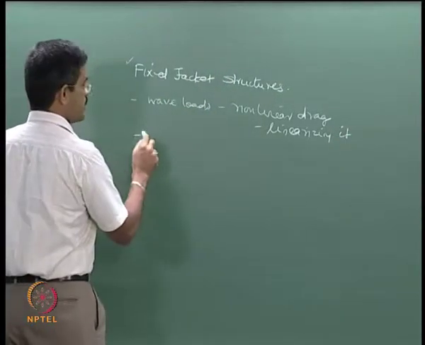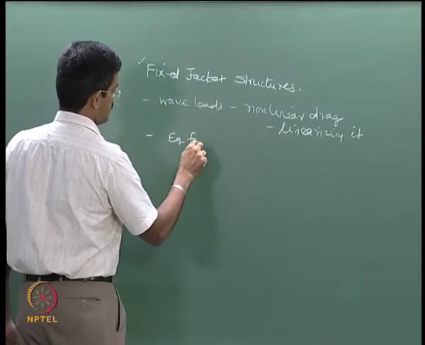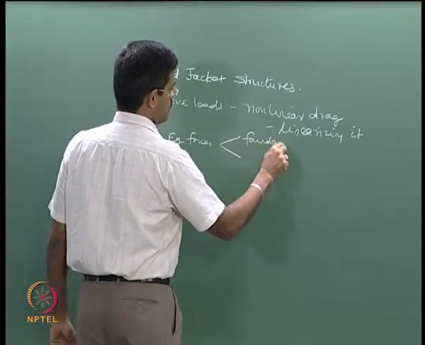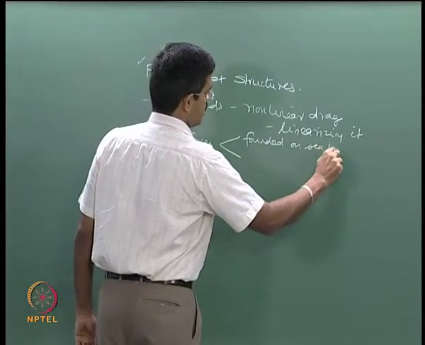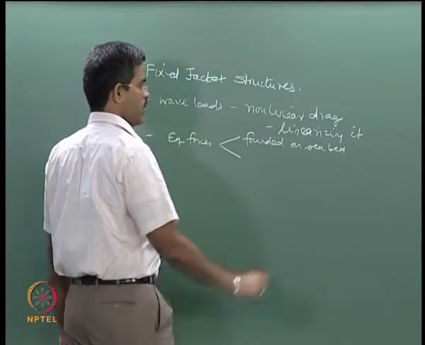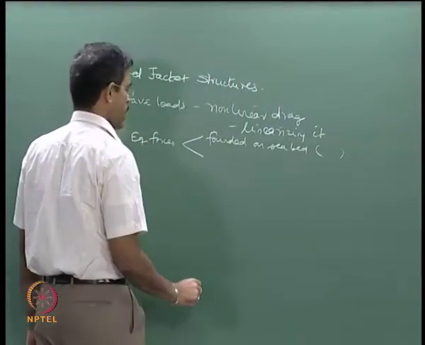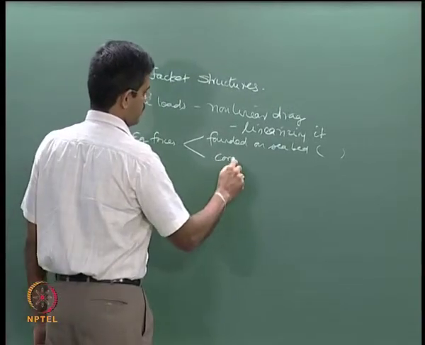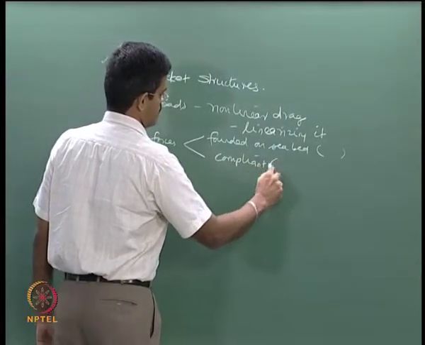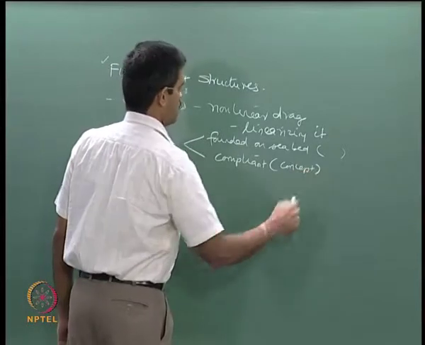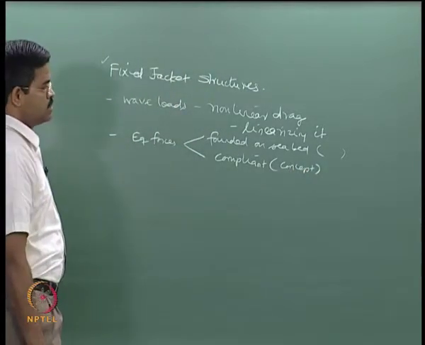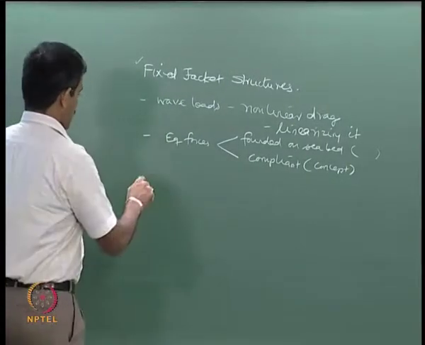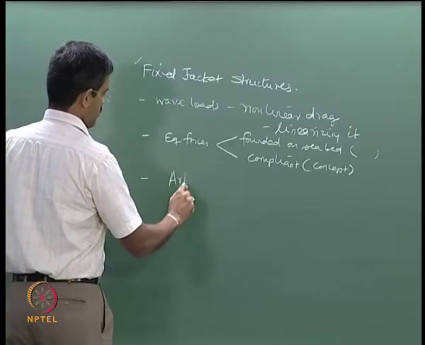We have also seen how to handle the earthquake forces for two types of system. One is, let us say, founded on the seabed or resting on the seabed. Conceptually we have of course derived the equation of motion for this, whereas for the compliant system we have discussed the concept. In the coming example we will show you how this can be analyzed using the conventional theory for a compliant system. So, in this lecture we will take up one articulated tower.